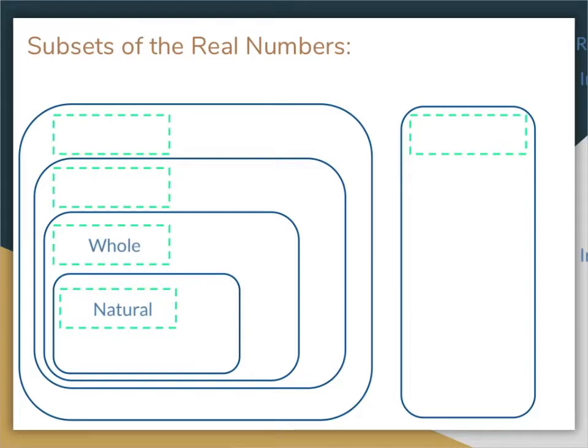Again, all natural numbers are whole numbers, but not all whole numbers are natural numbers, and we'll talk about that. Then we have our integers. All of those are going to fall under the category of rational numbers, and then completely separated from the rational numbers are the irrational numbers. So a number is either going to be rational or irrational, but it can't be both. And we'll talk about why it can't be both right now.